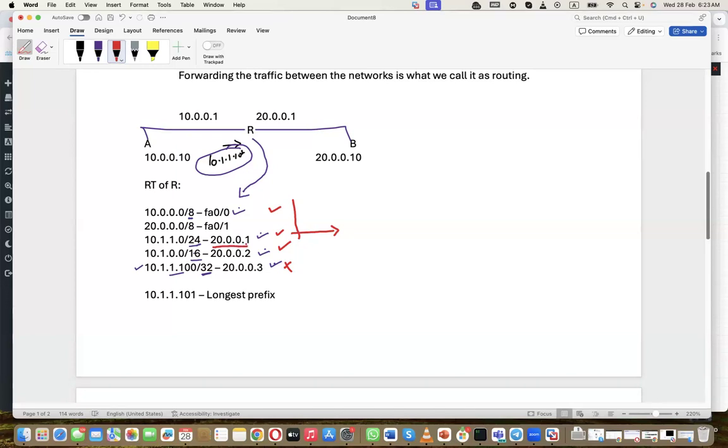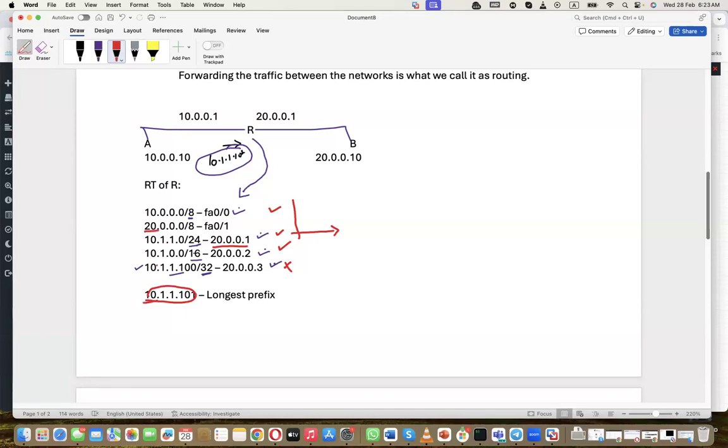Sorry, yes, please. Why are you considering the other prefixes, but you're not considering the second one that has 20.0...? Okay. 20.0.0.1, this is an IP address, right? It could be part of a network, right? For the 20 network, do you think that the first octet is matching? Okay, I got you. All right.